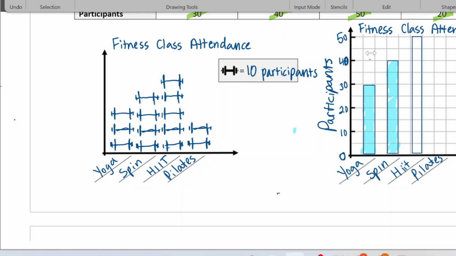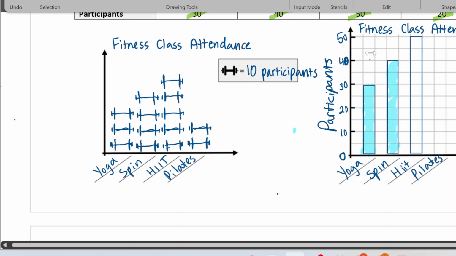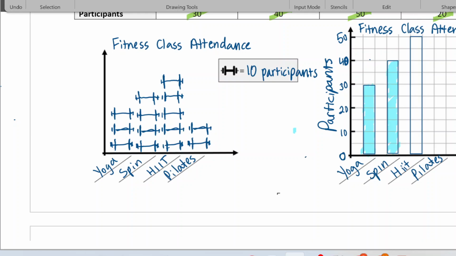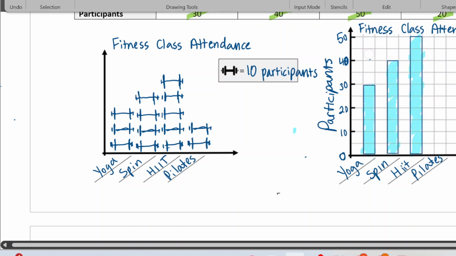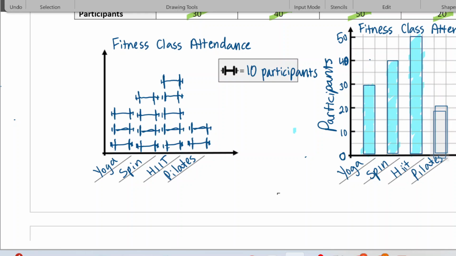You want to make sure your bars all are spaced evenly and have consistent width. That's really important, so that one doesn't look more important than the other ones, and you can compare them more easily. If they're all different widths, it's harder to compare upon first glance. And very last, Pilates at only 20 participants. There we go. All right. There we go. So there's our bar graph.